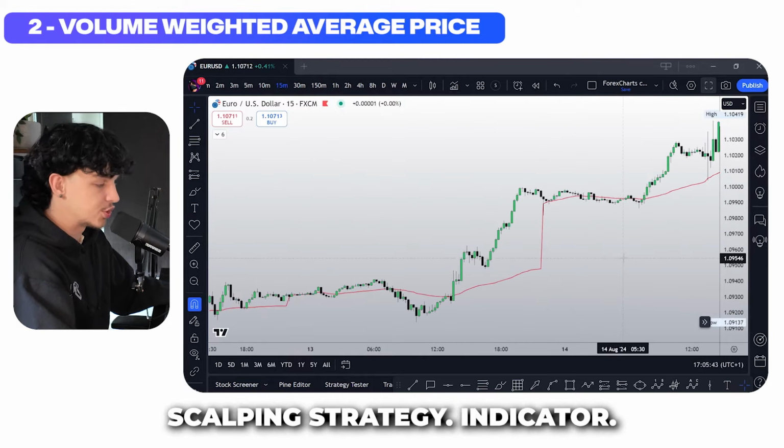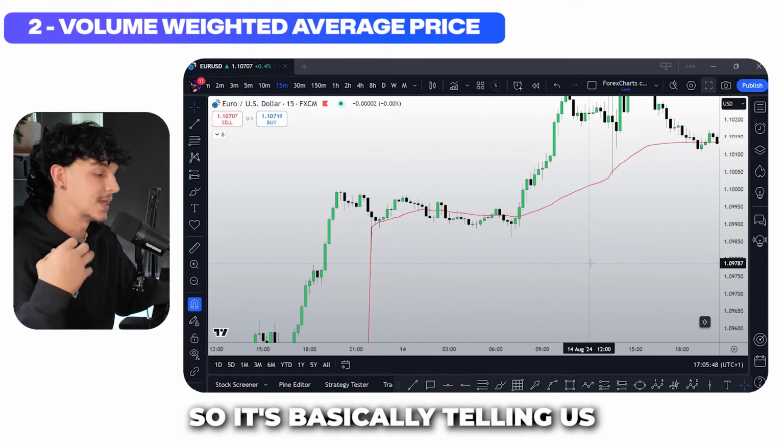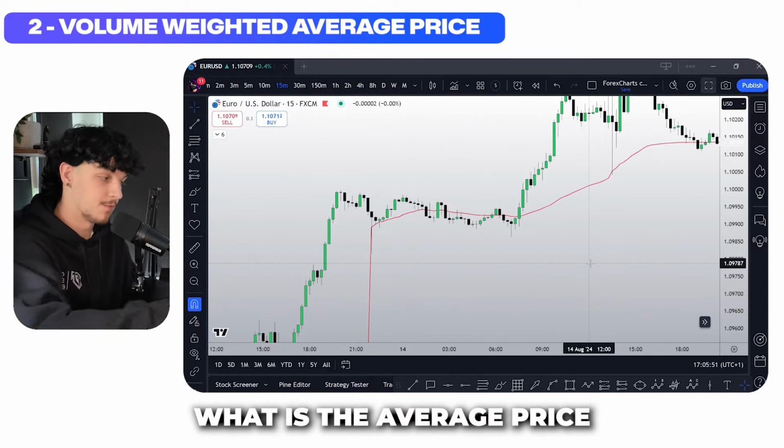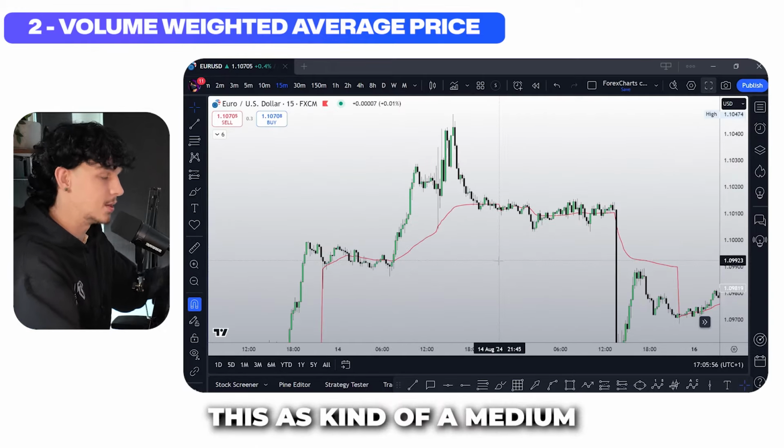This is more of a scalping strategy indicator. It's the volume weighted average price, so it's basically telling us what is the average price by volume. Okay, and as you can see, the market uses this as kind of a medium, I'd like to say.